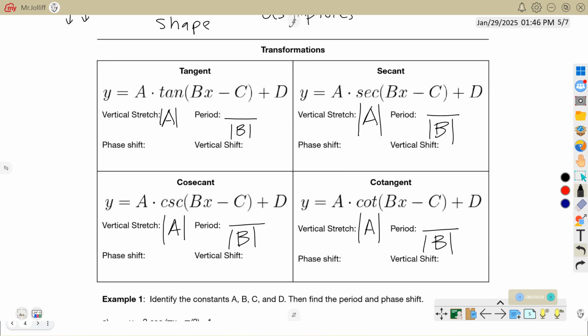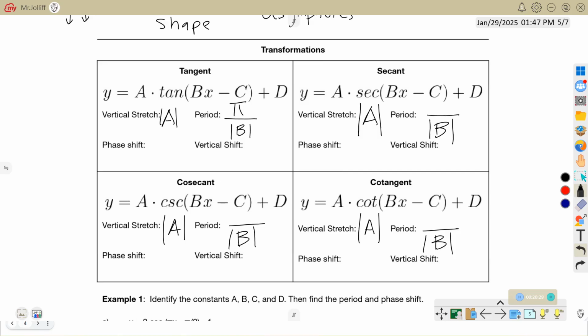B is the horizontal stretch, yeah? Squishes or pulls this way. And we're going to do here what we did for sine and cosine. We divide the original period by b. Sine and cosine had a period of 2 pi, which is why it was 2 pi over b. Tangent does not have a period of 2 pi. What is tangent's period? Pi. So for tangent, I'm taking pi and dividing it by b.